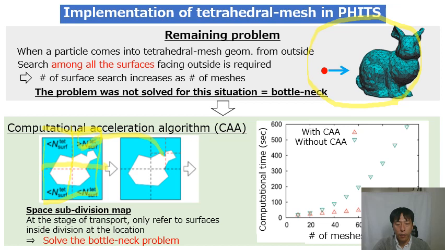Without this algorithm, the computational time increased exponentially with the increase in the number of meshes. On the other hand, with this algorithm, we confirm the increase of the computational time was suppressed to be proportional to the number of meshes in one dimension.